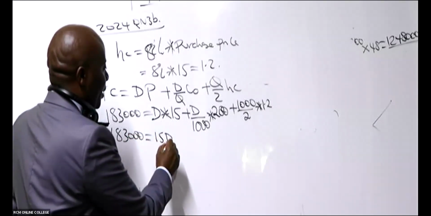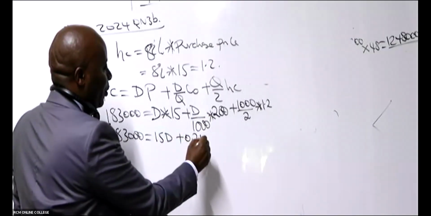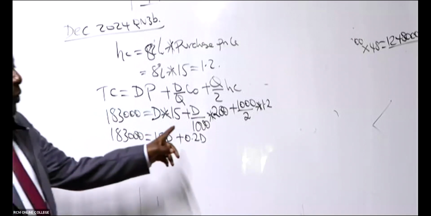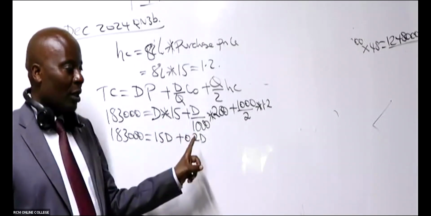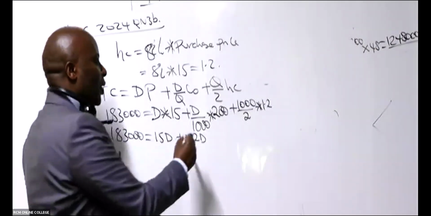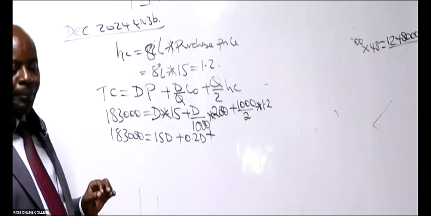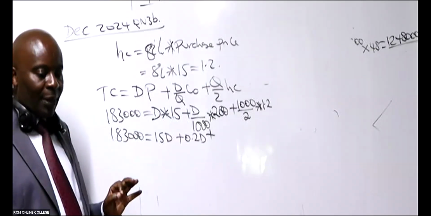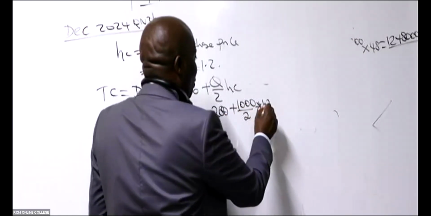equals 15D plus, this is 0.2, right? You see, 200 over 1,000 is 0.2. So it will be 0.2D. Plus, could you kindly go ahead and do these multiplications and give me the final answer there? 1,000 divided by 2 times, in this case here, 1.2. What are we going to get at the end of the day?